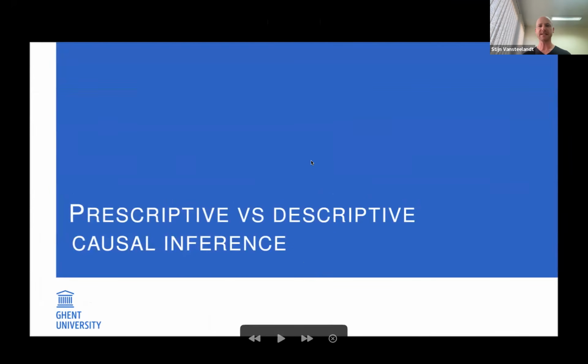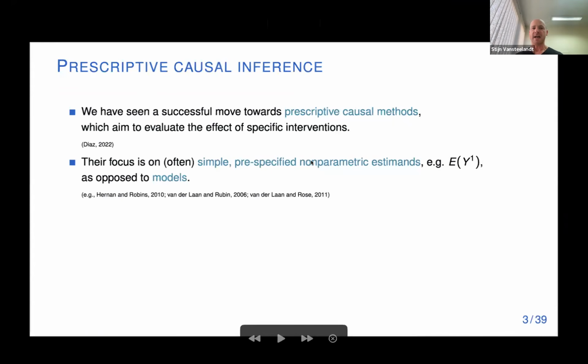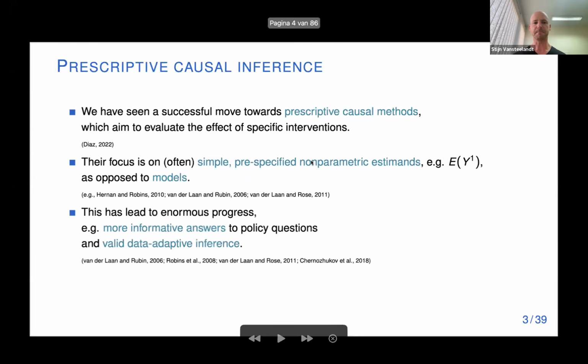Okay, well, let me start with a little bit of the conceptual introduction and the motivation for the work that I'll talk about today. Over the past few decades, we've seen a very successful move towards prescriptive causal methods. So those methods where we evaluate the effects of specific interventions. The focus here is often on fairly simple estimands, model-free estimands, like the mean of a counterfactual Y1, as opposed to the modeling tradition where we focus on parameters in statistical models. And that, I believe, has led to really good progress.